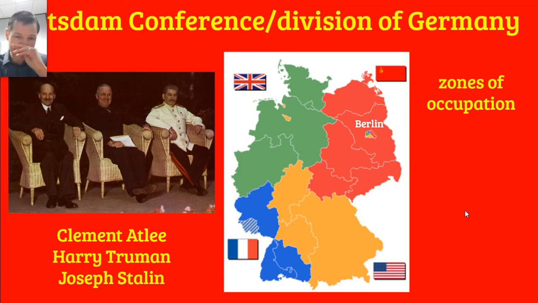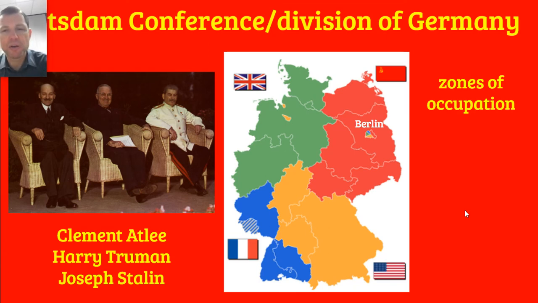How long would that take? Again, they thought probably 5 years. So that was the plan for Germany, a period in which it would be occupied, maybe 5 years, and then eventually it would be prepared for self-government and become self-governing again.